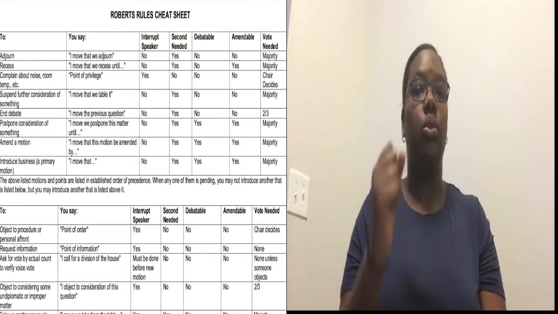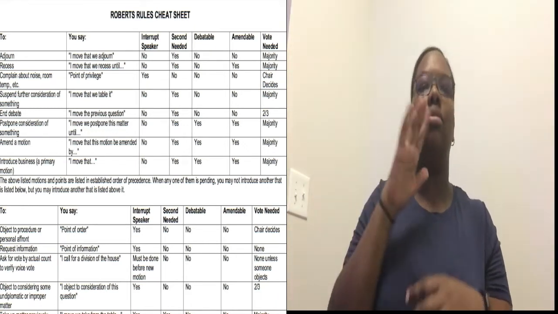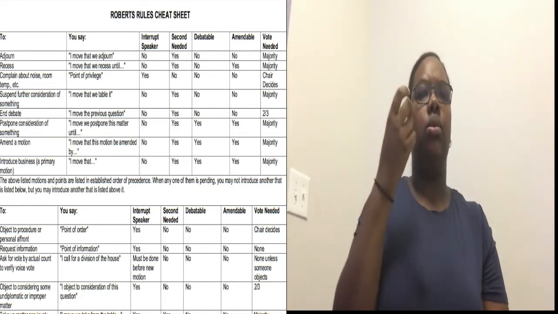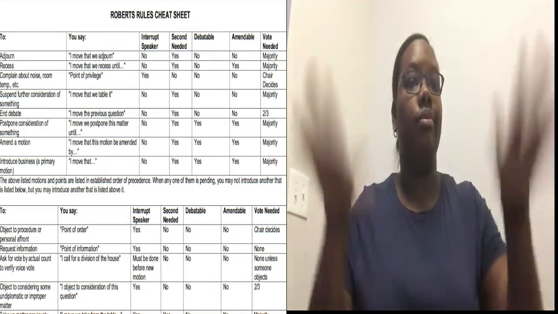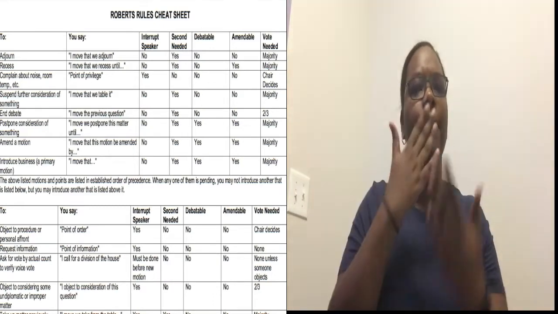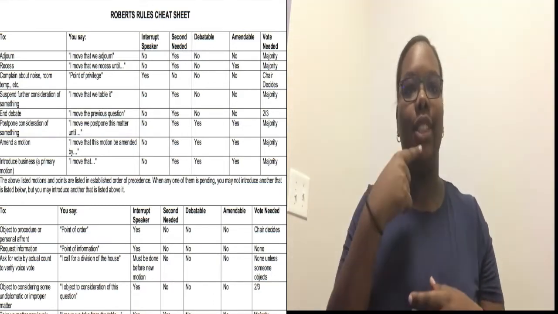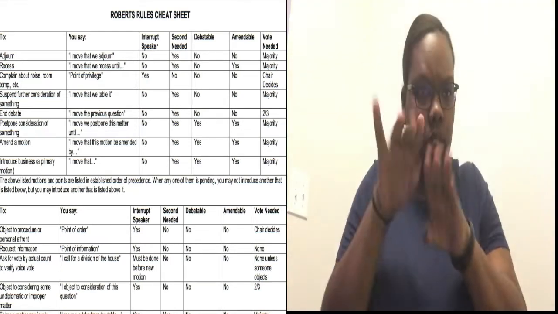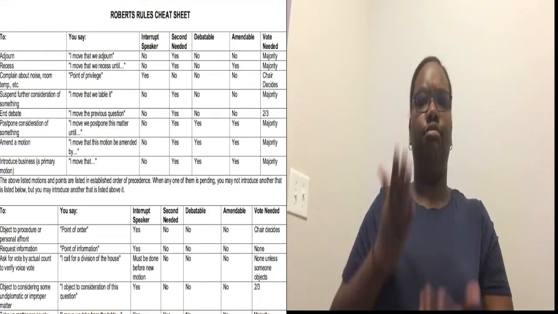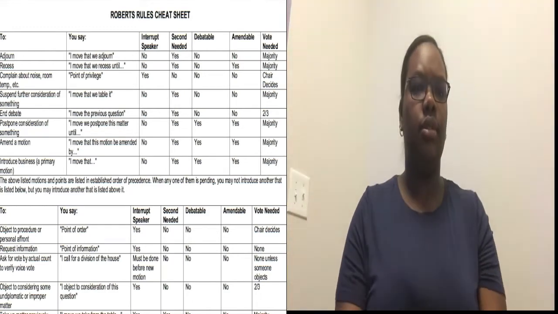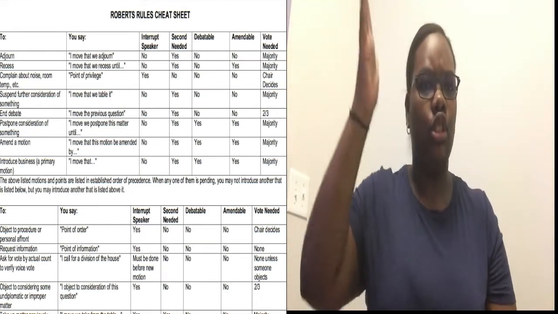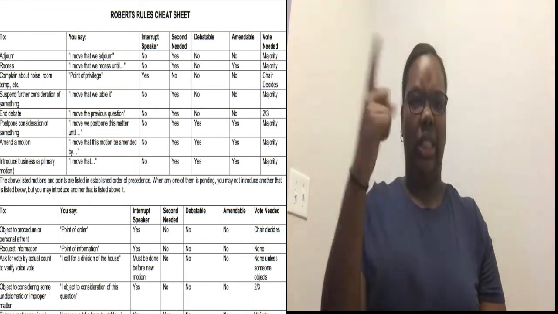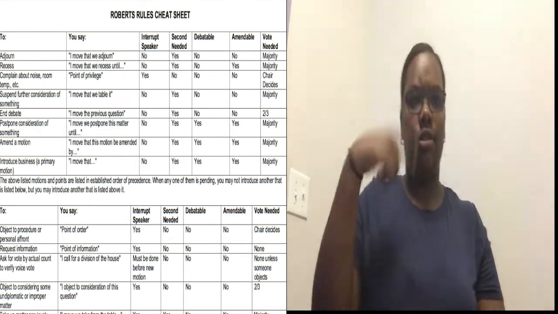One that happens in every single meeting, and this is why it's the first one there, is adjourn. After the meeting is over, you wouldn't say, "Thank you for coming, you can go home now." You first have to actually close the meeting. So you would adjourn, and you would say, "I move that we adjourn." You cannot interrupt the speaker if someone is already speaking, and you do need someone to second it or agree with you.